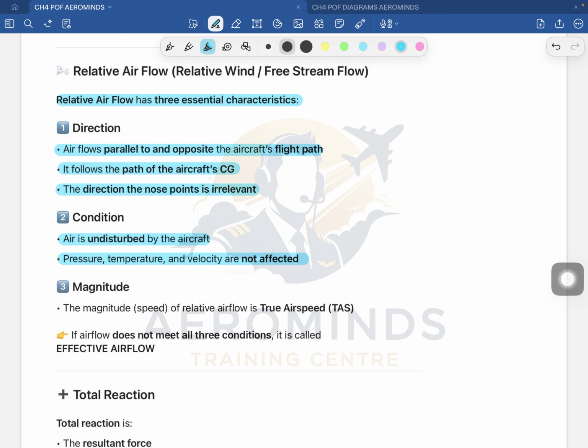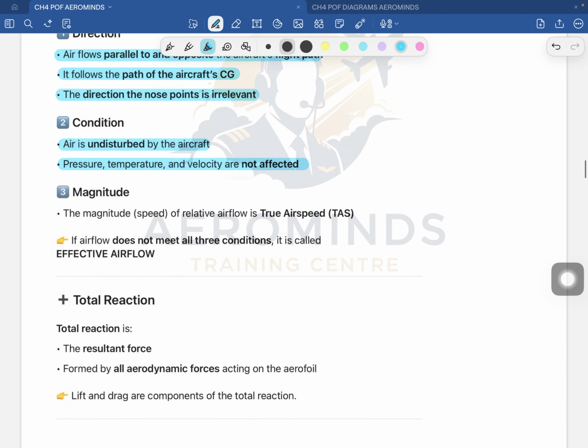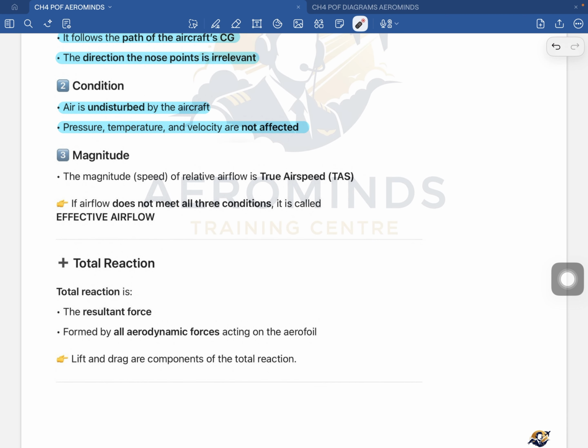Now the third one, which is called the magnitude. The magnitude is basically the speed. You can say the magnitude of the relative airflow is the true airspeed. And this is a very common DGCA exam question: the speed of the relative airflow is always equal to TAS, true airspeed. So we'll mark this also. The magnitude, or the speed, of the airflow is true airspeed.